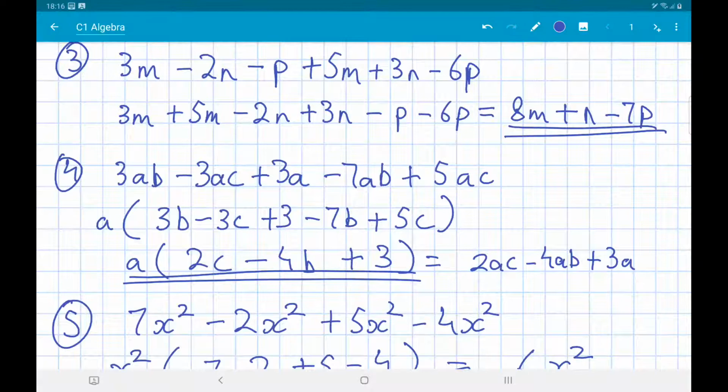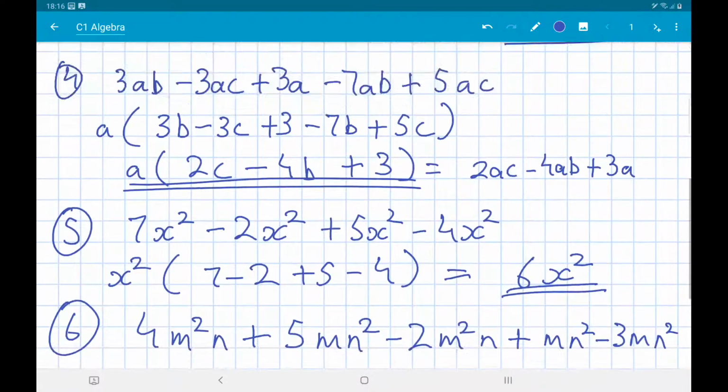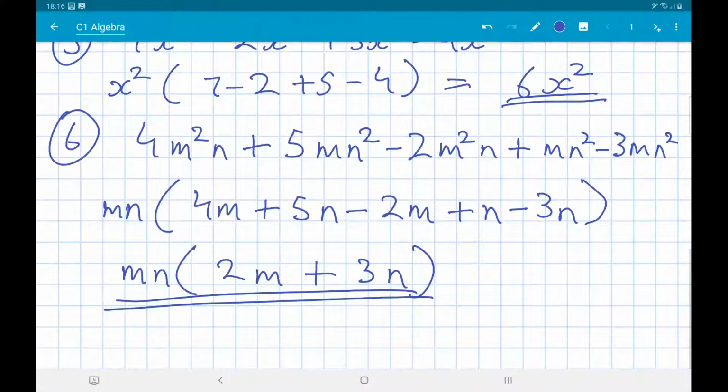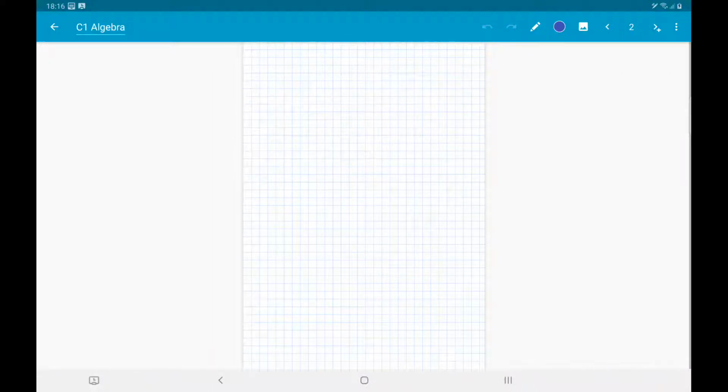Now it's not fully simplified because it's still in a factored format, hence the underlines. That's definitely wrong. What we've got to do is turn this into equals 2m squared n plus 3mn squared. Now that is the final answer. But I'm just going to leave it at that for now. Okay, moving on to the next one.